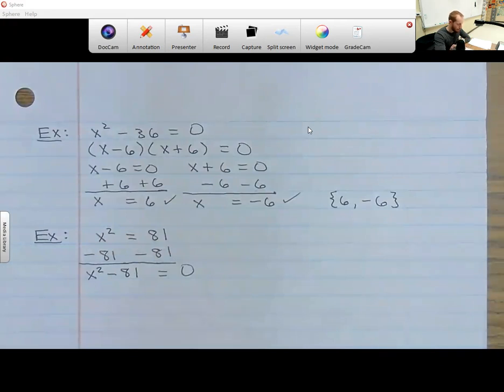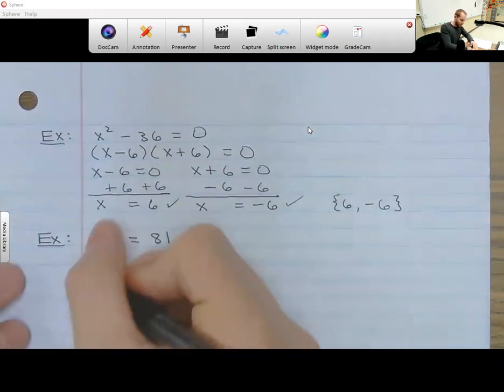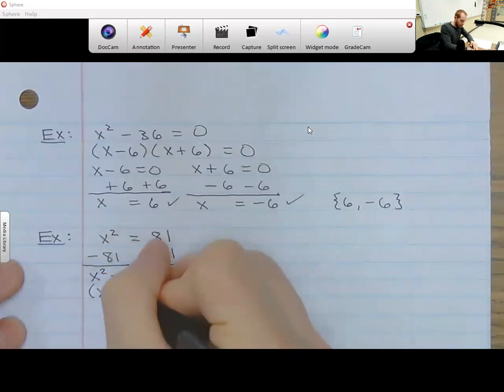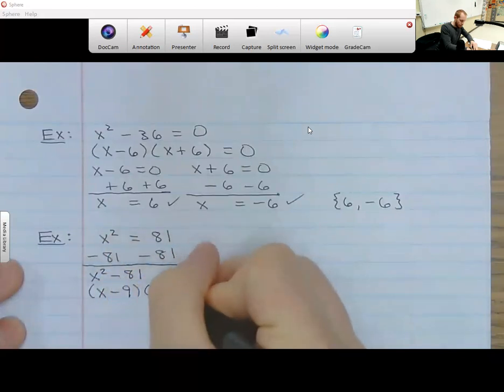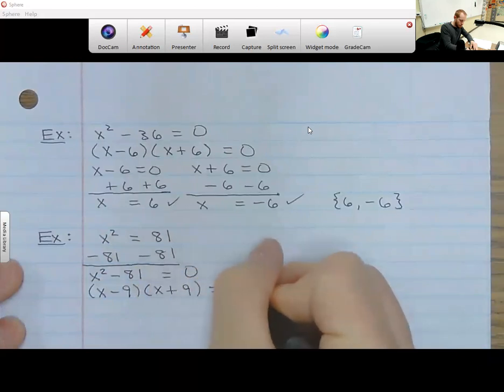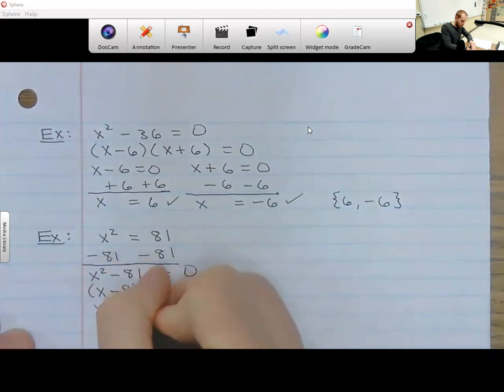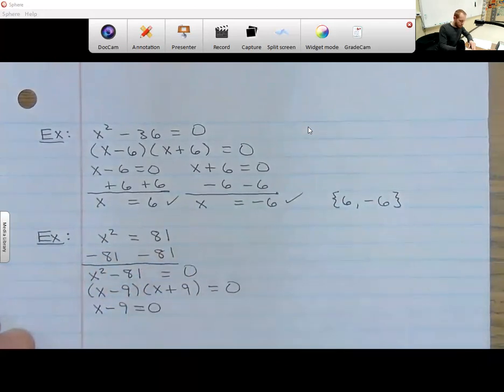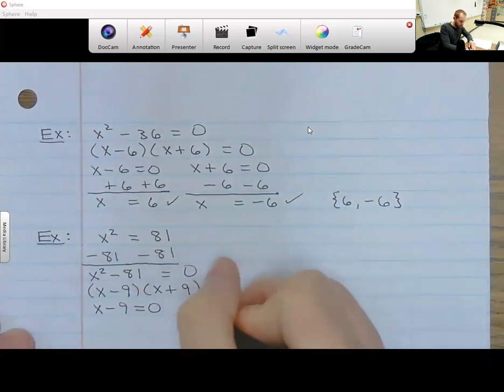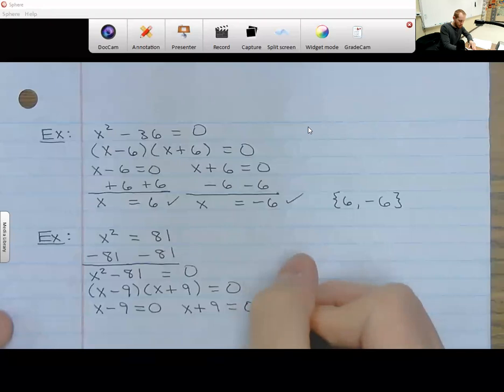Now I can factor it by finding the square root of 81. And we know that's going to be 9, right? I get x minus 9 and x plus 9 equals 0. So that's the way I'm going to factor the left side. And the right side is still equal to 0. Okay. So I set both of them equal to 0. I'm going to get two different equations. x minus 9 equals 0, and x plus 9 equals 0. Good.